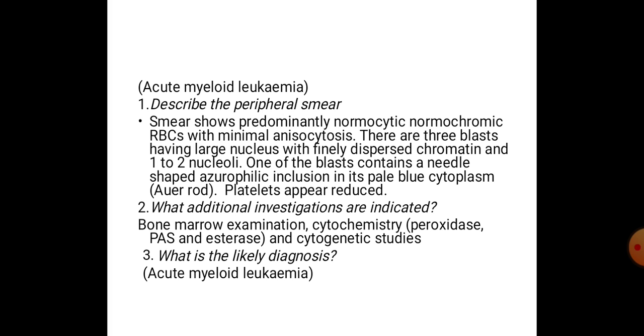So what investigations do you do? Bone marrow examination, cytochemistry, that is peroxidase and esterase, PAS are the cytochemical studies you do, and cytogenetic studies. What is the diagnosis? It is acute myeloid leukemia.